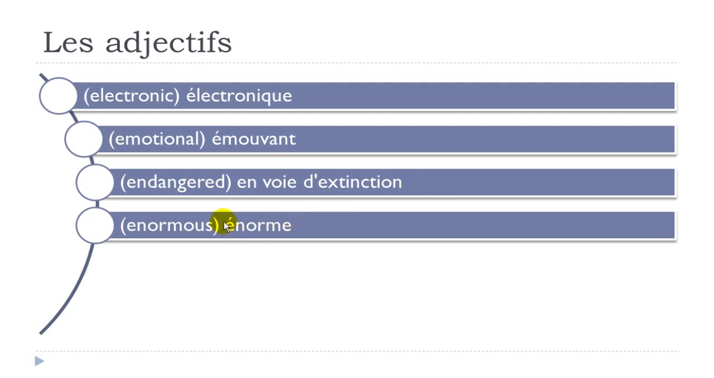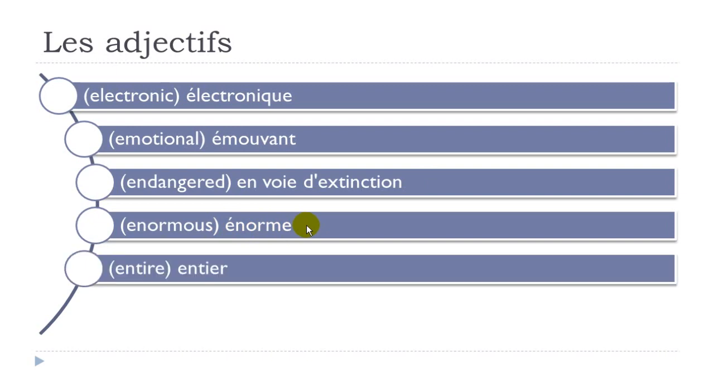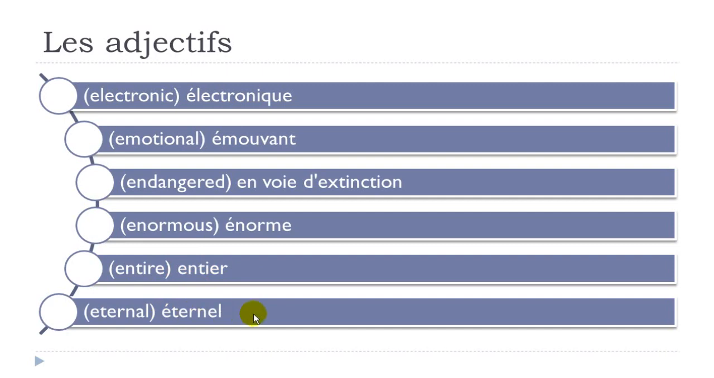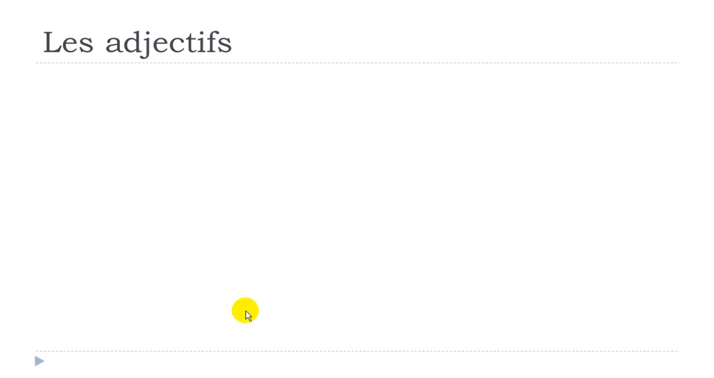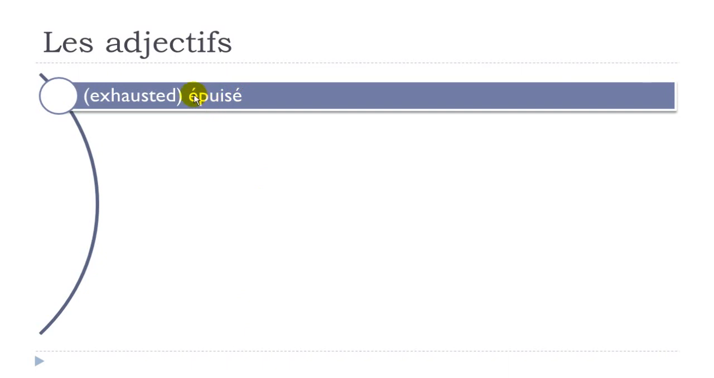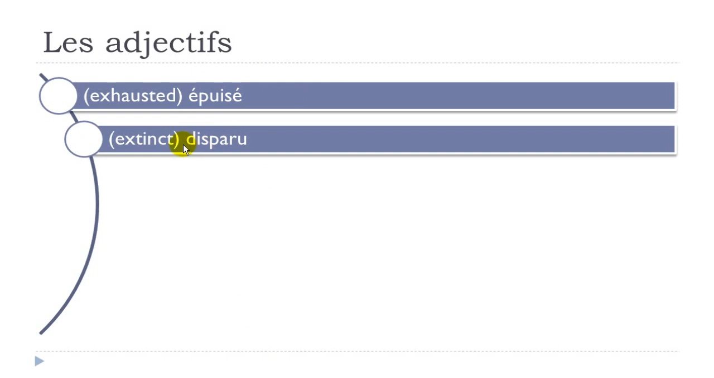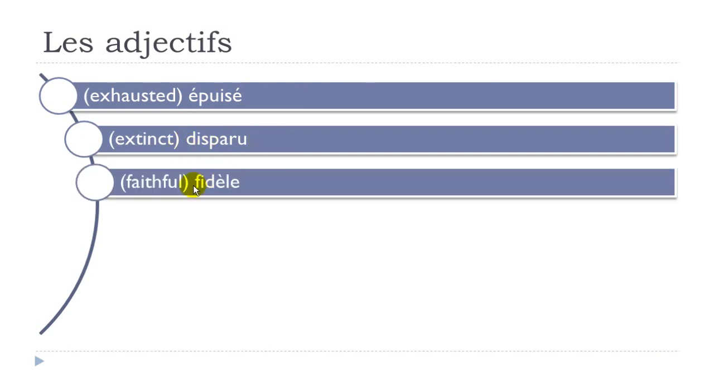Énorme. Final E not pronounced, énorme. Énorme. Entier. So remember, I-E-R, I-E, okay, and then the T, tier, and the nasal before, en, entier. Éternel. Okay, so accent aigu, éternel. Éternel. Épuisé. Okay, remember, you've got two accent aigu, épuisé. Épuisé. Disparu. Fidèle. Final E, not pronounced, so accent grave here. L, fidèle. Fidèle.